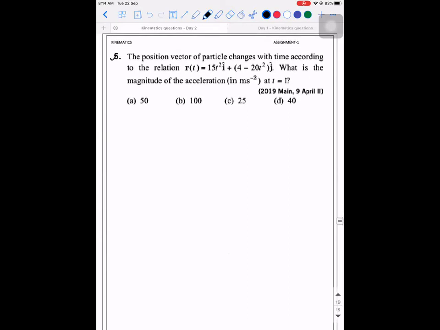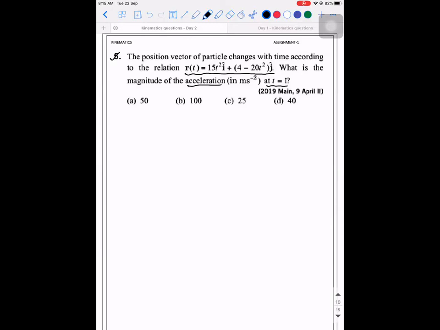No, fifth one. The position vector of a particle changes with time according to the relation r of t is equal to 15t square i cap plus (4 minus 20t square) j cap. What is the magnitude of the acceleration at t is equal to 1? This is a very, very simple question. Do it, guys. They've given you displacement. They're asking the acceleration. If you observe, displacement is a function of time.